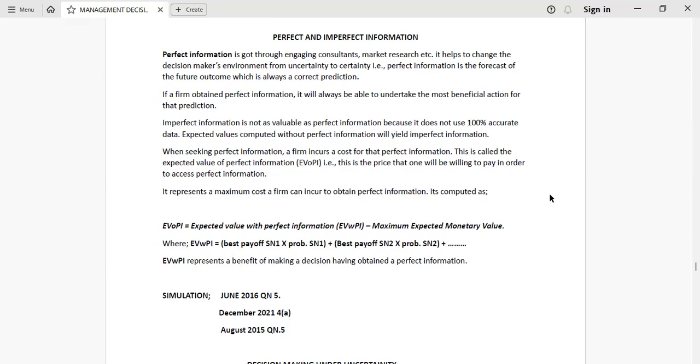Meaning, imperfect information is based on information that is not very accurate. Because if a person gives you perfect information, that person is also going to give you the statistics. In other words, that statistics is what we've been talking about.